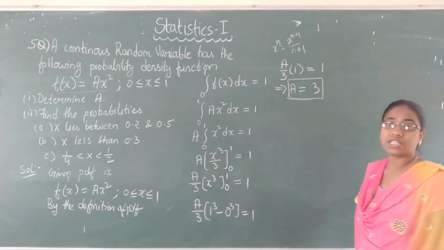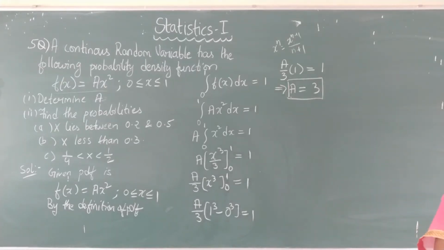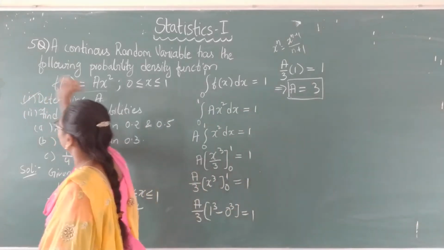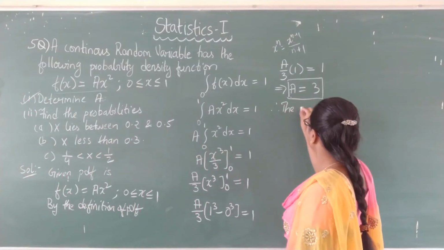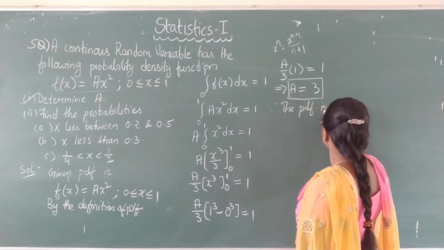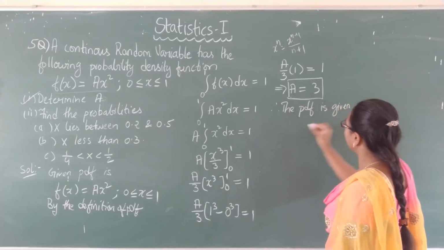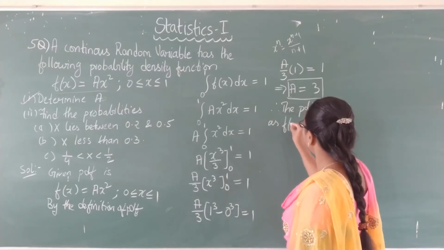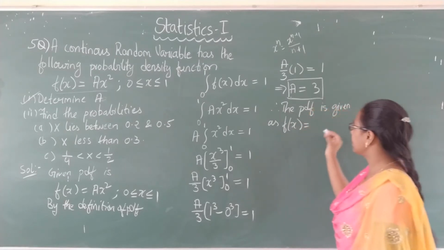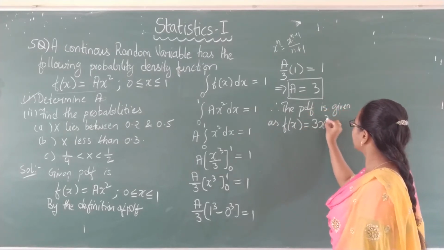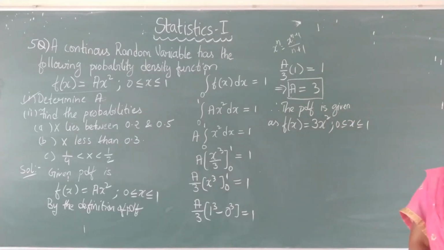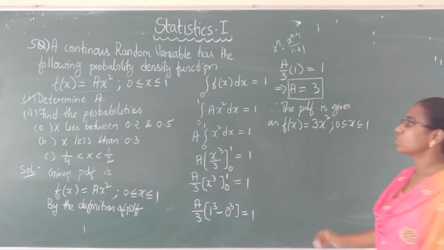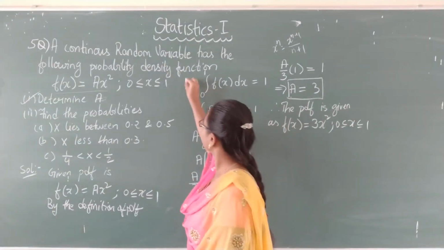Now we got our first bit, that we got the required a value. So our first bit is completed. We have determined the a value. So therefore the PDF is given by f of x is equals to ax square. So this is 3x square, where x lies between 0 and 1. So we have finished the first bit.